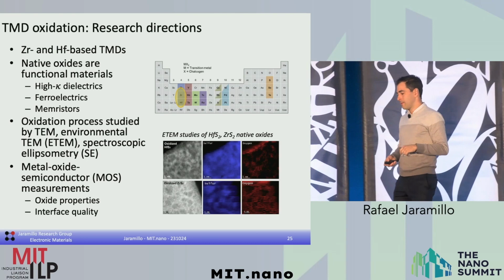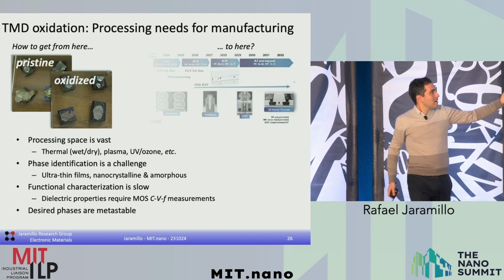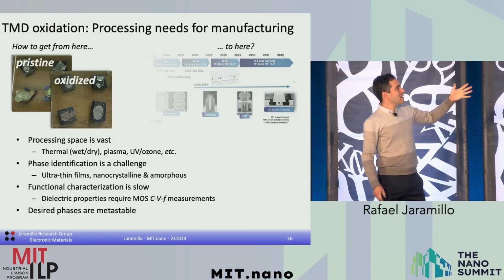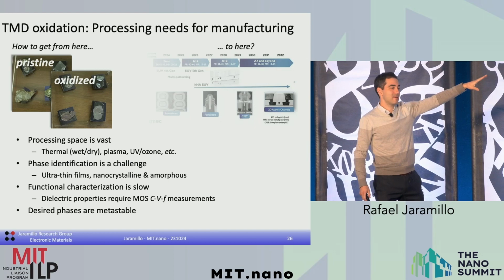But the big challenge is that the left-hand side is like some pictures on my table in my office of some samples we're studying, of some lesser studied semiconductors. We oxidize them, we measure the properties. And we want to get from the left-hand side to the right-hand side, where we're able to feed into these roadmaps that are looking out into the 2030s. And so there's a lot of work to be done.